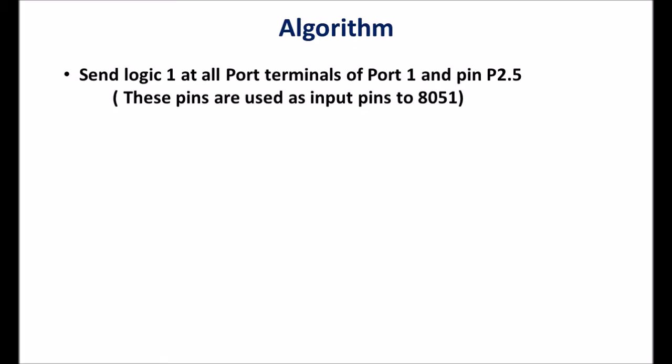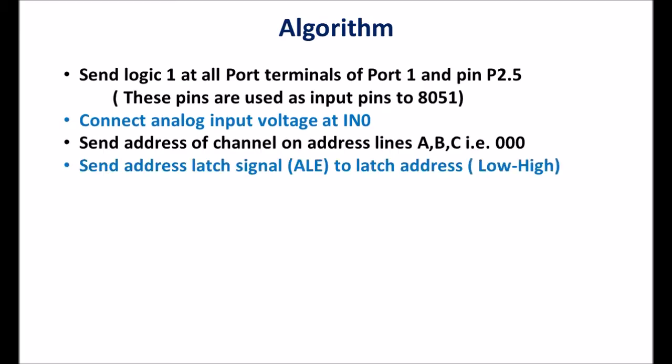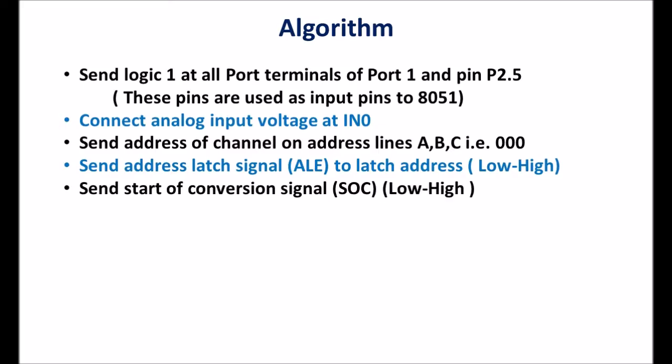After that, manually we have to connect the analog input signal to channel IN0. Next we'll send the address of the channel. Since we are using channel 0, the address will be 000, which should be placed on the ABC terminals. Next is to send the address latch signal, the ALE signal, a low to high pulse. So first we'll clear that pin and then we'll set that pin. Then next is the start of conversion signal. Again a low to high pulse should be sent to the SOC terminal.